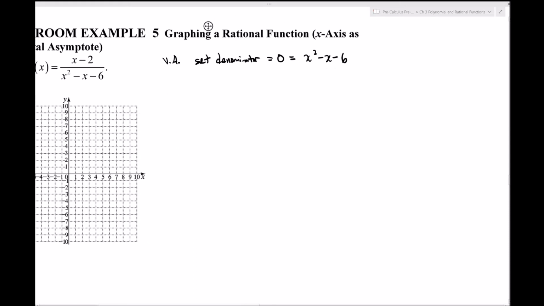So what we do is we look at the first coefficient, the leading coefficient, which in this case is an implied 1, and then the constant term, which is negative 6. You multiply those two, and we get a product of negative 6.